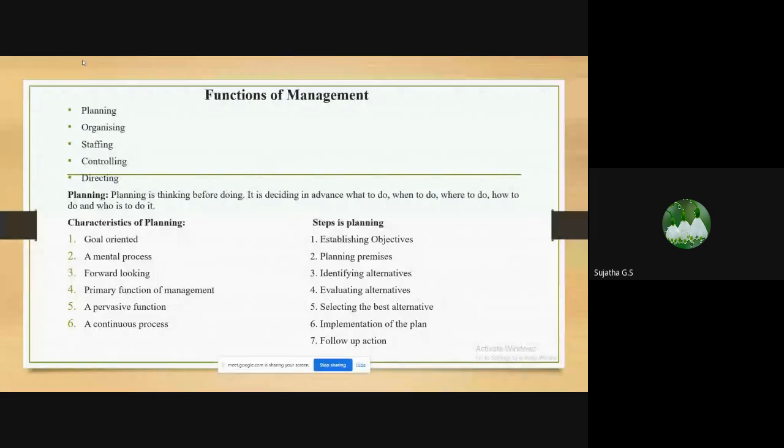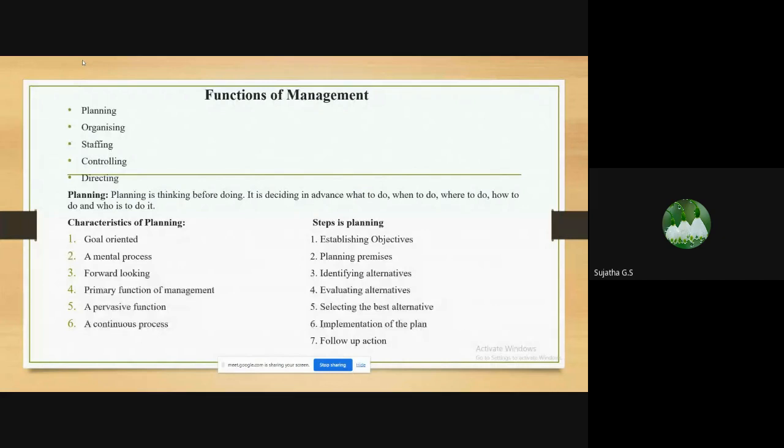Then the next step is planning premises. Managers plan for the future on the basis of certain assumptions. And such assumptions are called planning premises. Planning premises can be classified into internal premises and external premises. Those premises which are under the control of the organization are internal premises, for example, machinery and quality of employees. Premises beyond the control of the organization are external premises, for example, political changes, technological changes, etc.